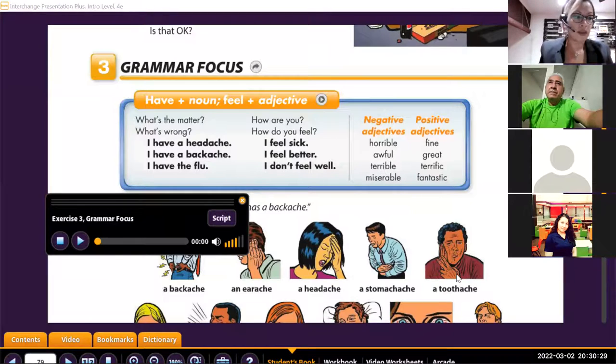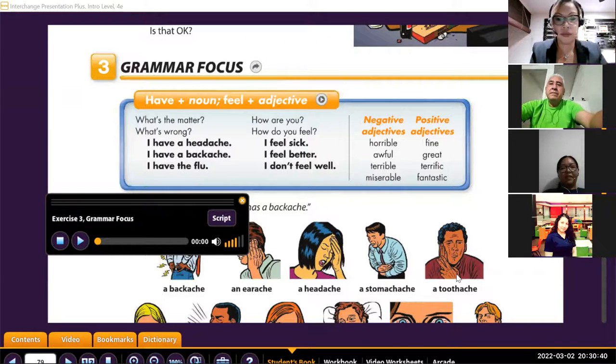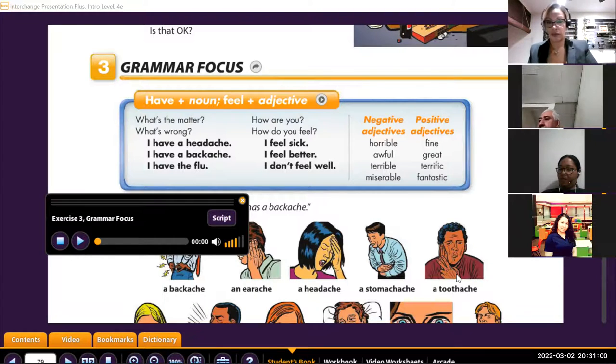¿Alguna pregunta? Tal vez vocabulario, pronunciación. Teacher, ¿qué es terrific? Terrific es similar a fantastic. Okay, then. Teacher, what is the meaning awful? Awful es similar a decir horrible, desagradable. Okay, thank you.